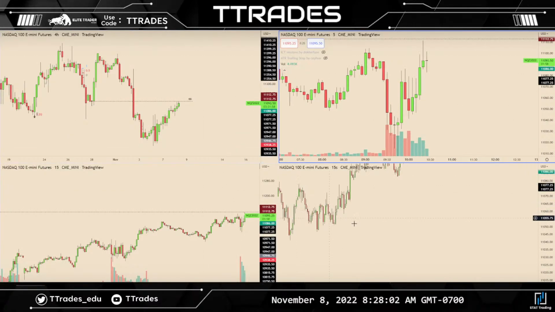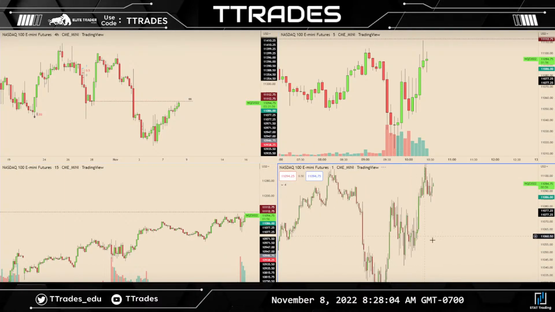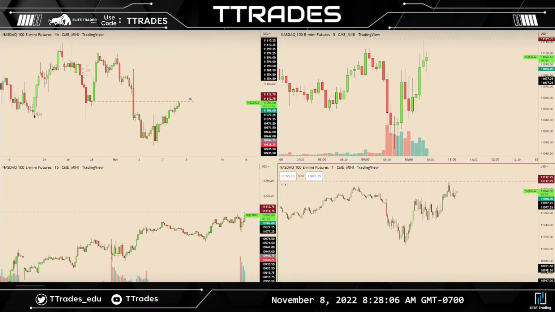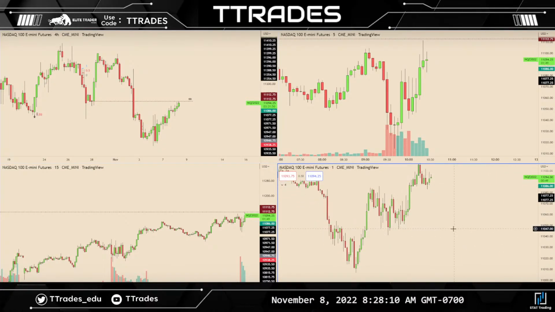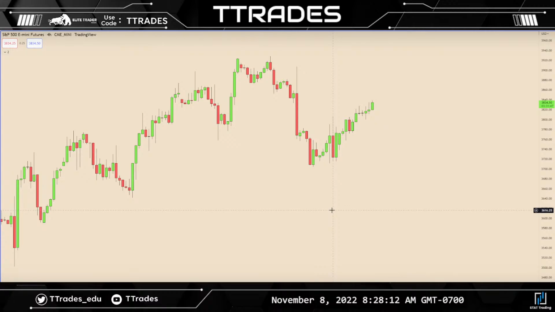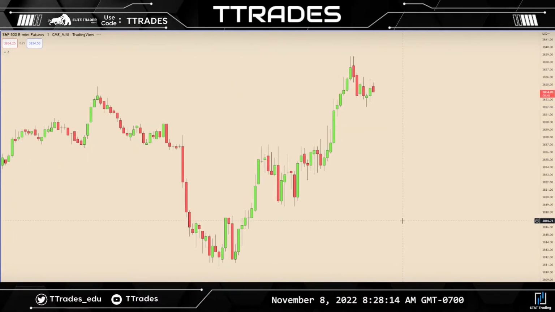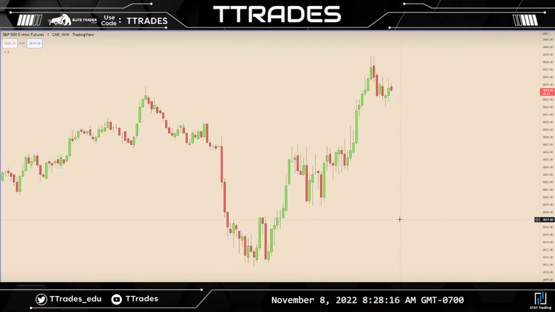NASDAQ had an entry when we shifted up. Let's see. And I honestly just prefer ES even on the 1 minute there. Around 10:04. Yeah. Similar to there. Let's see.